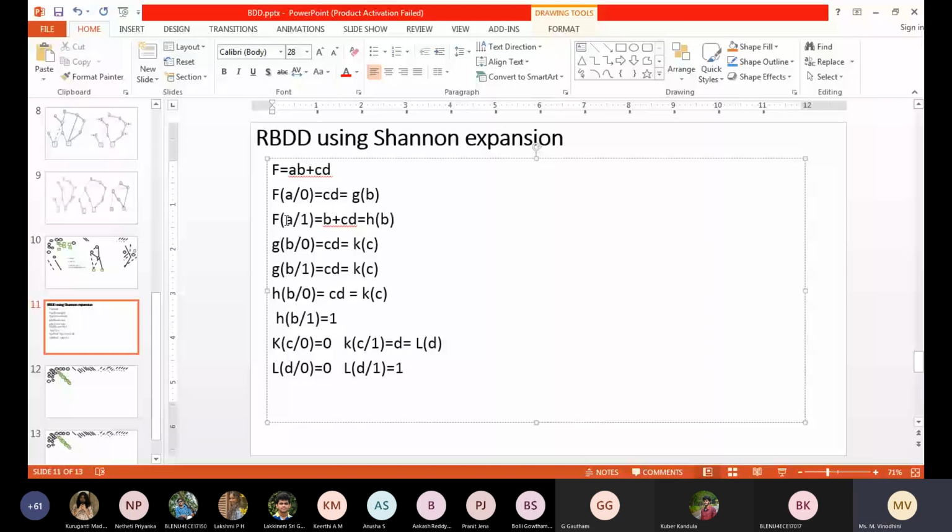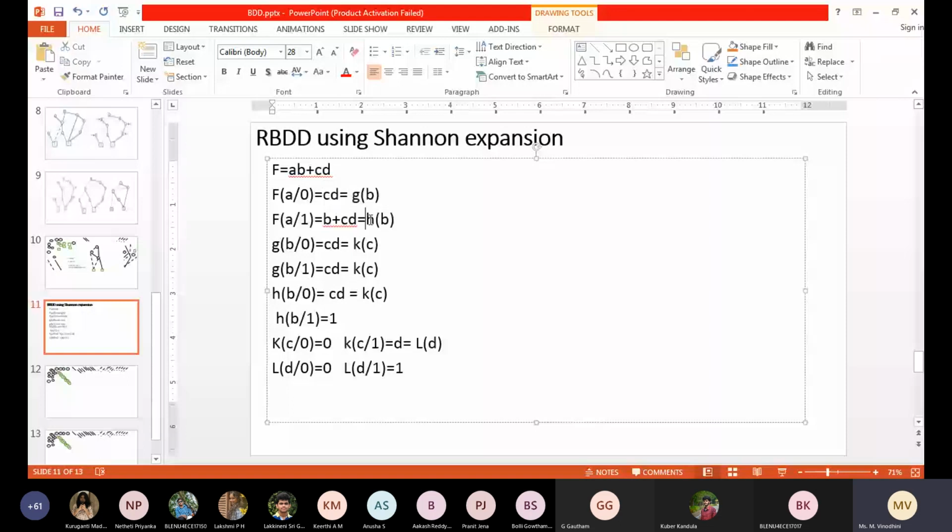Now I had 2 different variables. So G of B, H of B I took. These are the 2 different ones I got in my first level when I took my first variable. Now B is my second variable. So with respect to B, I got G of B, H of B. We need to take G of B and H of B now. Take G of B. Consider B as 0, consider B as 1. So this is my G of B expression. In this, I don't have B at all. So whether I place B as 0 or 1, my final answer will be CD.